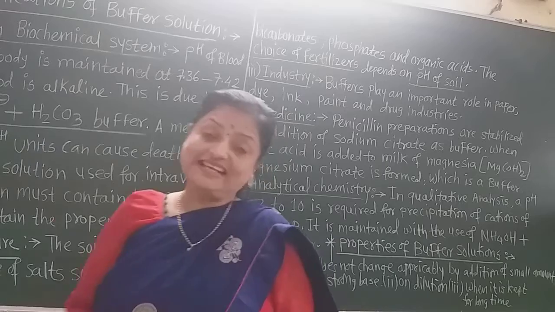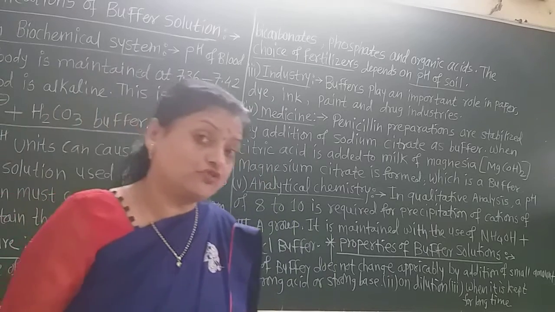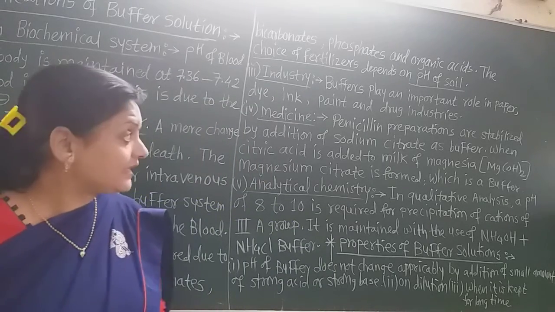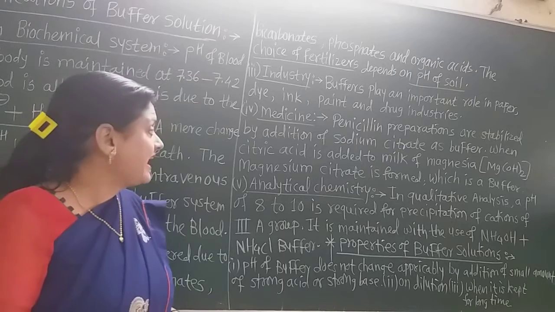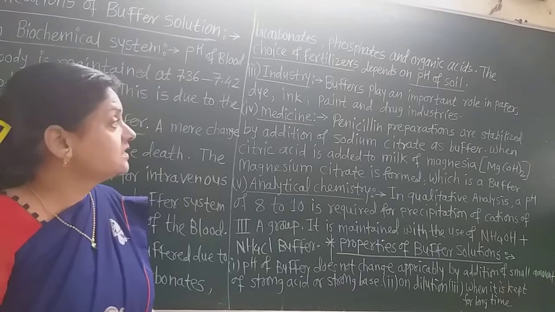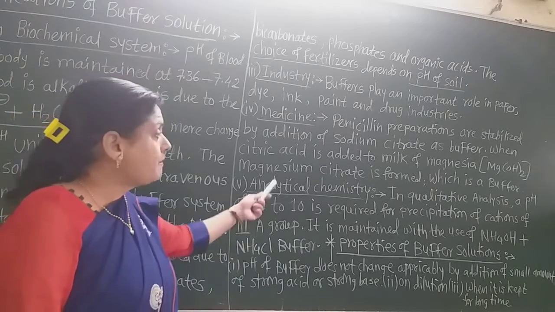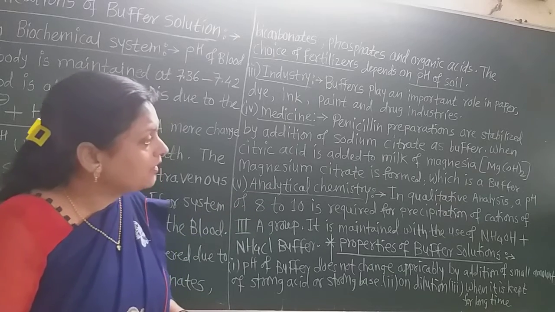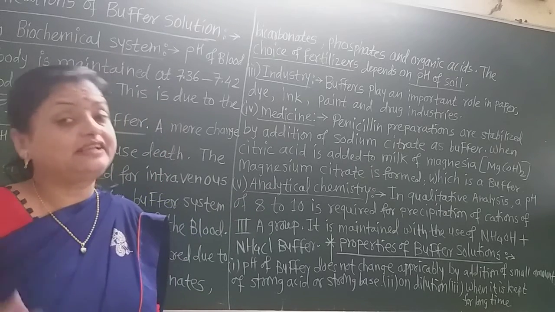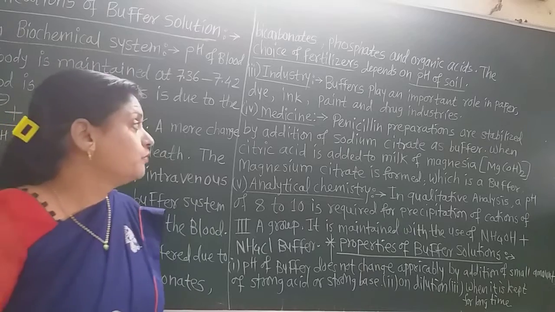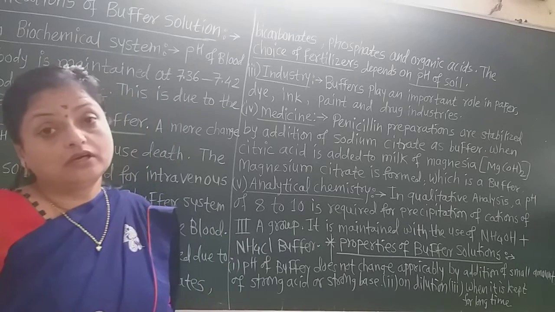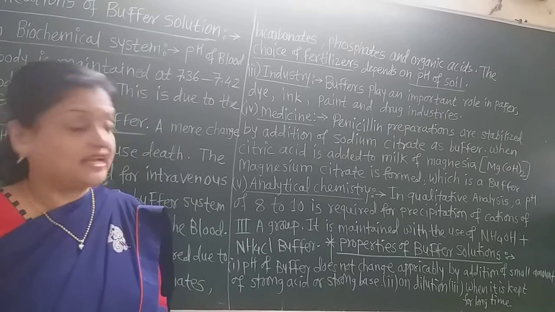When we add the citric acid to milk of magnesia, Mg(OH)2, there is formation of a citrate buffer, and that stabilizes the penicillin preparations. Now magnesium citrate is formed, which is the buffer. Magnesium citrate is also used as the buffer for the stabilization of this medicine.